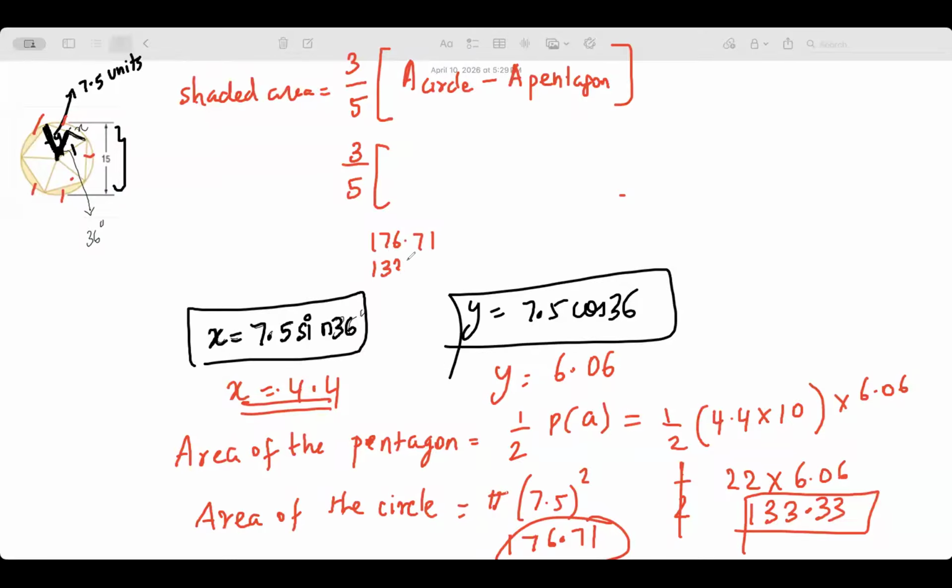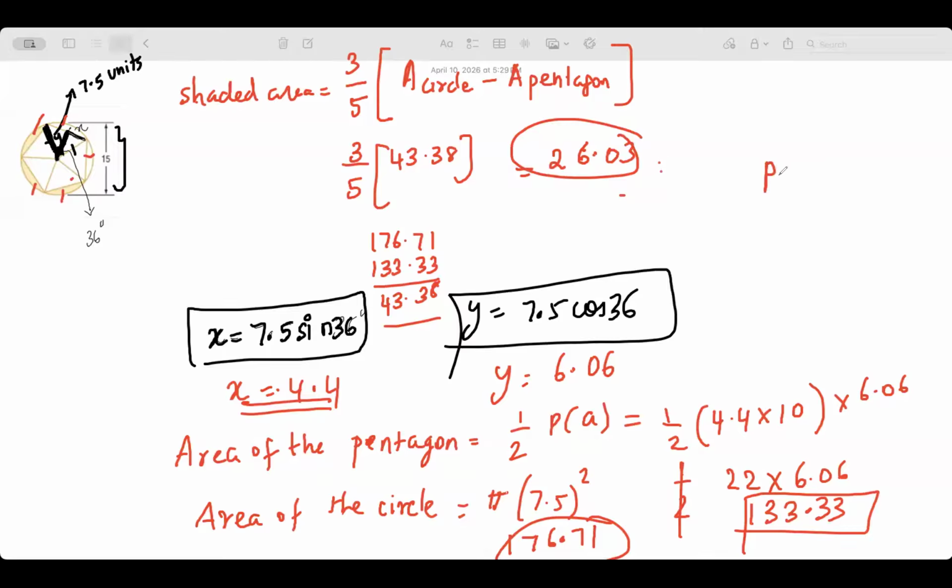Okay, 133.33. So I get approximately this, guys. One of you tell me the answer for this one. 3/5 of 43.38. I got 26.03. It's okay, even if it's wrong. 26.03. Now this is the favorable area.